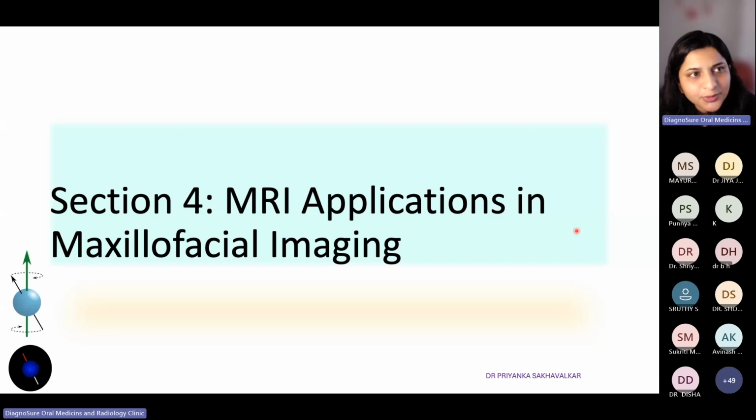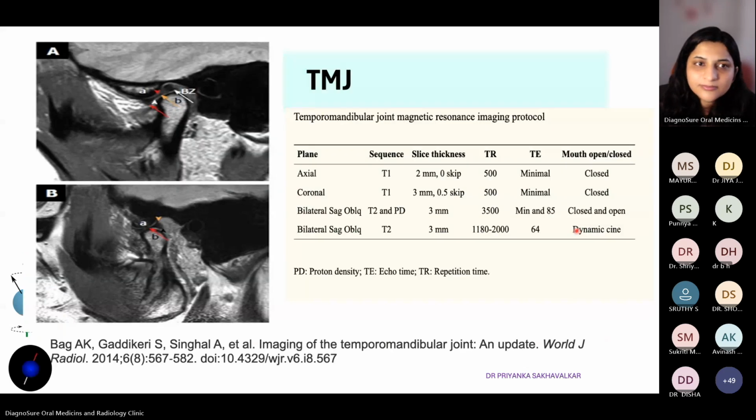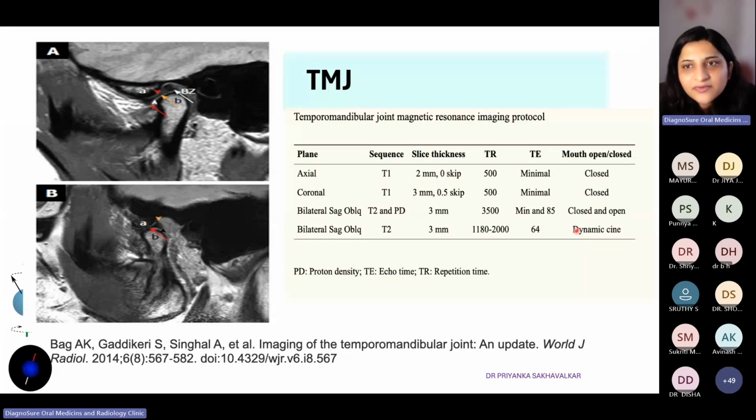Now coming to MRI applications in maxillofacial imaging. First and most important is the temporomandibular joint. TMJ MRI is the gold standard to understand the soft tissue pathologies of the TMJ. Here is an example of how the TM joint looks. This is the sagittal image. The disc is located here, see, this is the disc which we can see. This appears dark.